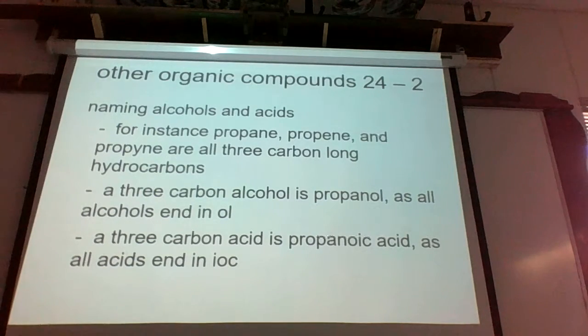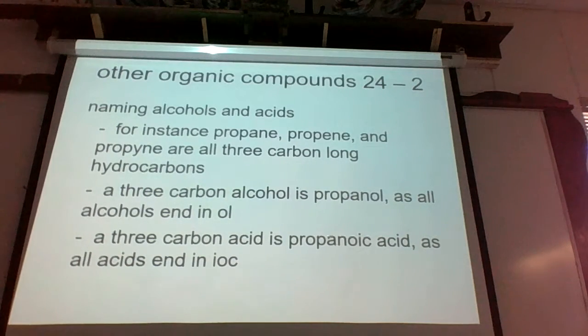So how many different organic families have we talked about this chapter so far? Just think through your mind and try to come up with a number. Okay. So, alkanes, alkenes, alkynes, then what? We said that already. Nope. Alcohols and acids. That's right.